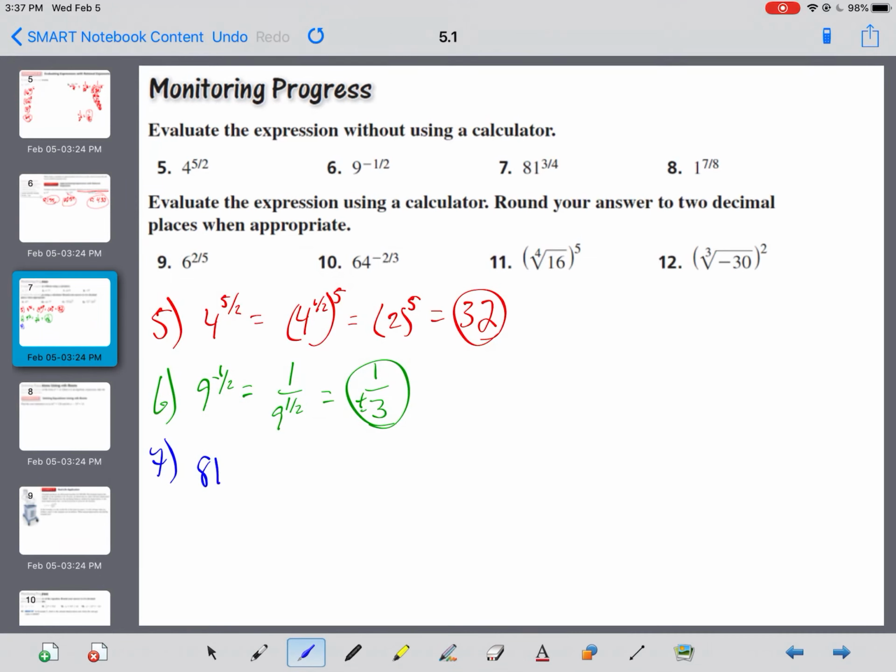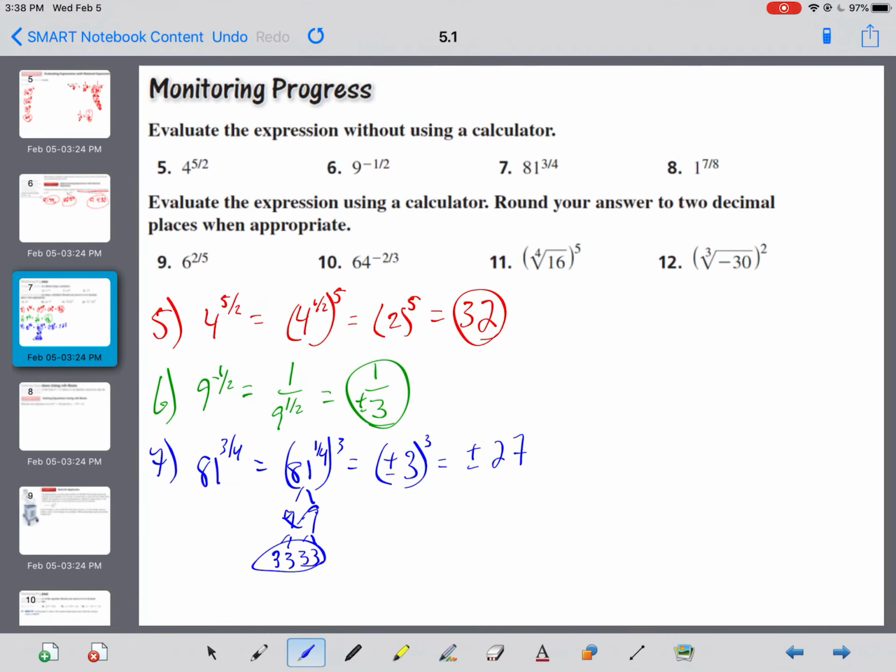Number 7, 81 to the 3/4, which is 81 to the 1/4 to the 3rd. Let's see, 9 times 9, looking for groups of 4, it's 4 3s. Okay, so we got plus or minus 3 to the 3rd. So we're going to get plus or minus 27. Probably just 27.